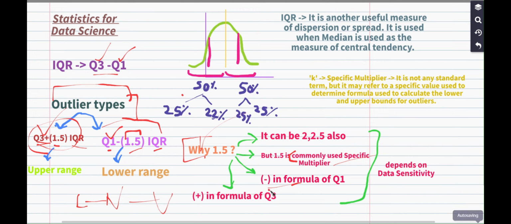And you just remember that we subtract in the formula of Q1, and we add in the formula of Q3. That is the most important thing. Q3 is the upper range and Q1 is the lower range.